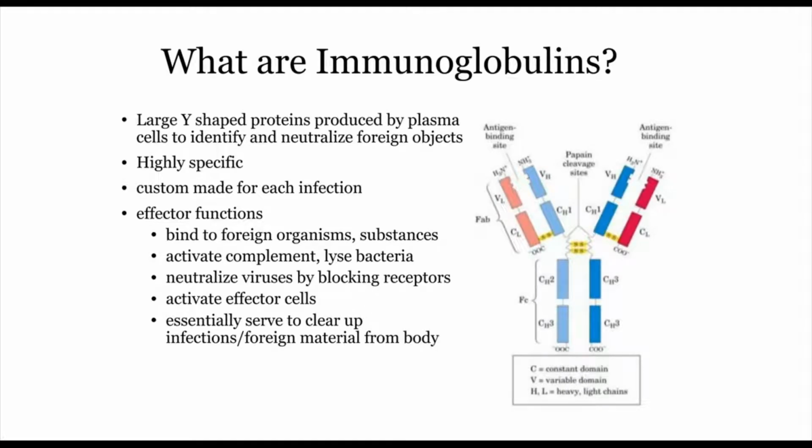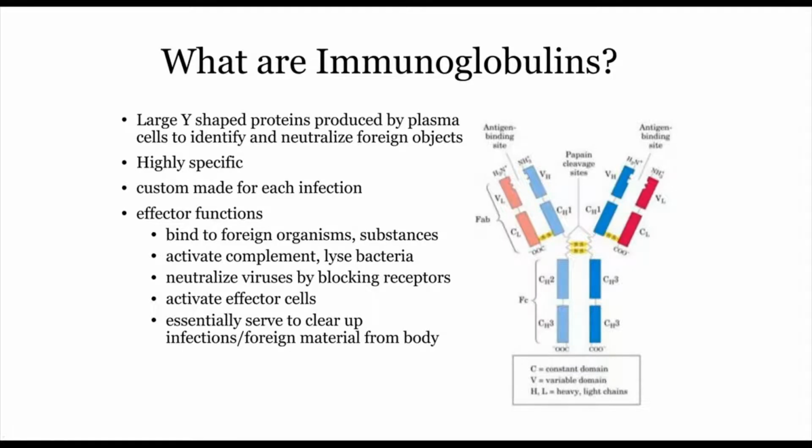So what exactly are free light chains? In order to understand exactly what free light chains are, it is first important to understand the structure of the immunoglobulin molecule. Immunoglobulins are essentially the life work of the plasma cell and are large Y-shaped proteins made by differentiated plasma cells to identify and neutralize foreign objects.